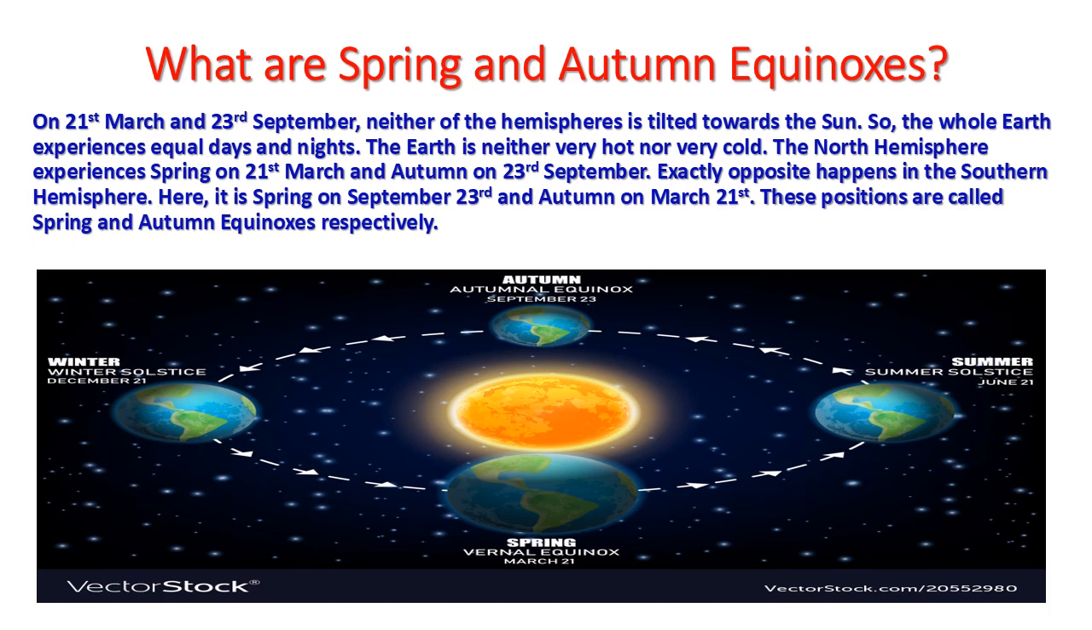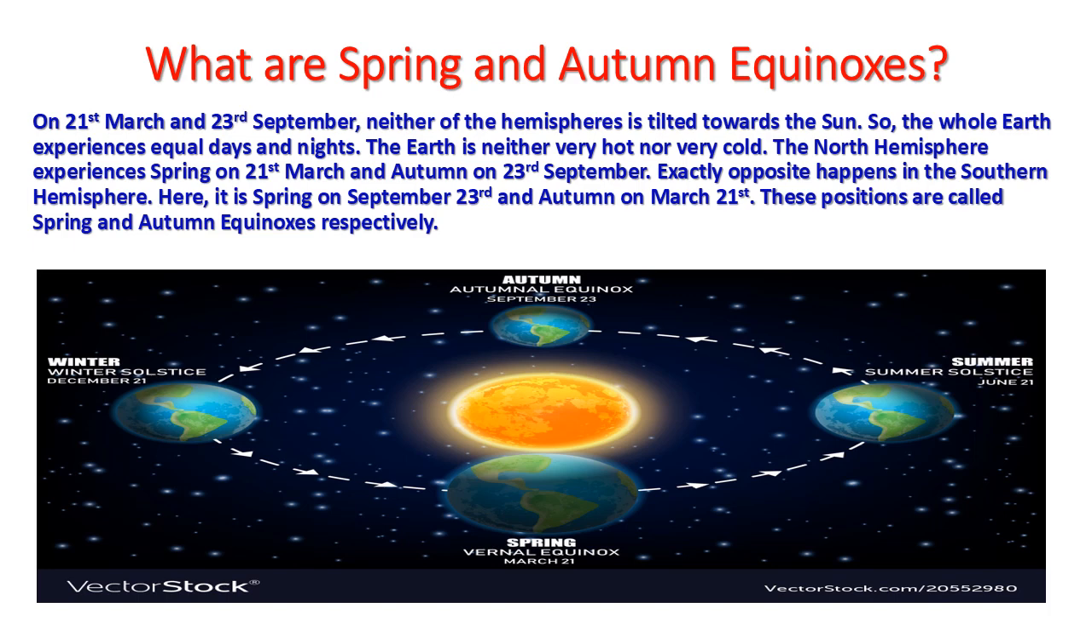Next, let us discuss another topic. What are spring and autumn equinoxes? They are related to the previous topic, that is, what is an equinox? On 21st March and 23rd September, neither of the hemispheres is tilted towards the sun. So the whole earth experiences equal days and nights. The earth is neither very hot nor very cold.